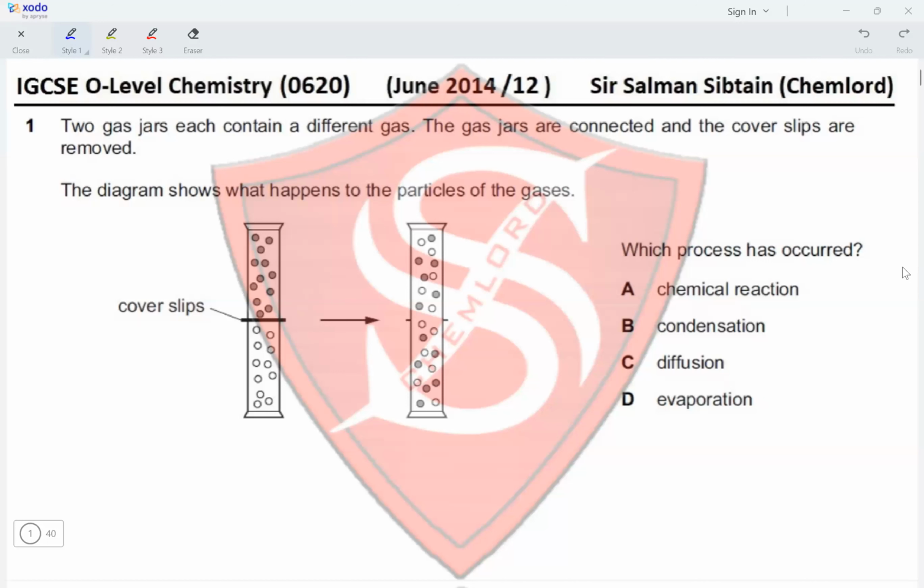A chemical reaction? No. Condensation? There is no presence of water in the jar. Diffusion? Yes. That is exactly what is represented by the diagram. And evaporation? There was no water to begin with, or a liquid rather. So evaporation is conversion from liquid to gas. So it is not visible in the diagrams of the experiment that was performed. So the correct option for this question is option C.